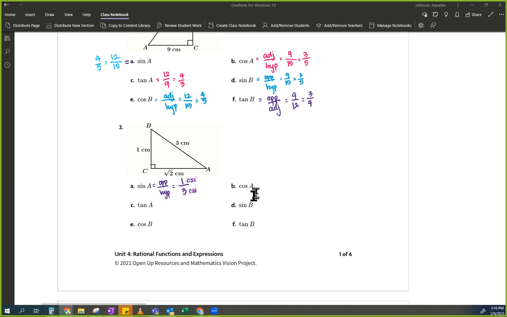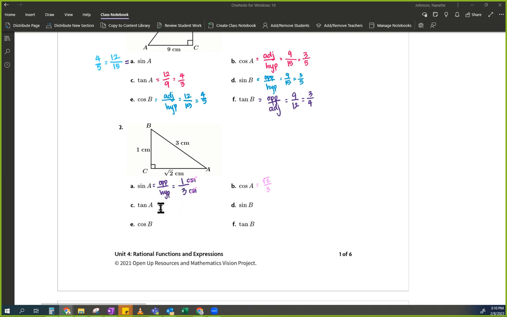Okay, let's do cosine. So cosine is going to be root 2 over 3. And you're like, Ms. Johnson, you didn't write adjacent over hypotenuse. I know. So right now, your brain should be like, oh, yes, it's adjacent over hypotenuse. And you're maybe writing these definitions less and less.